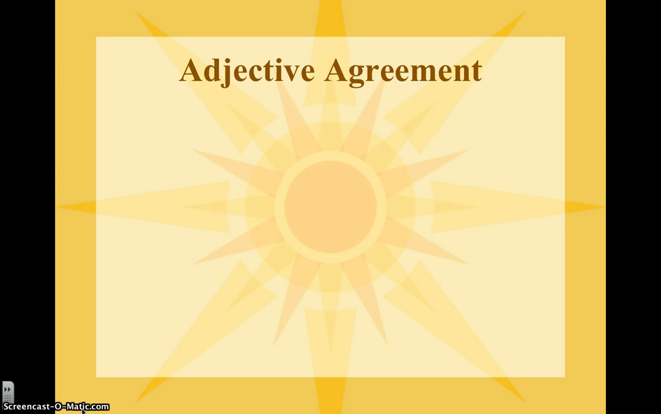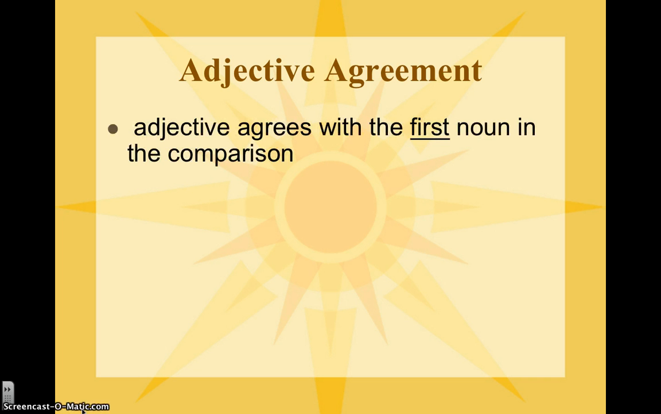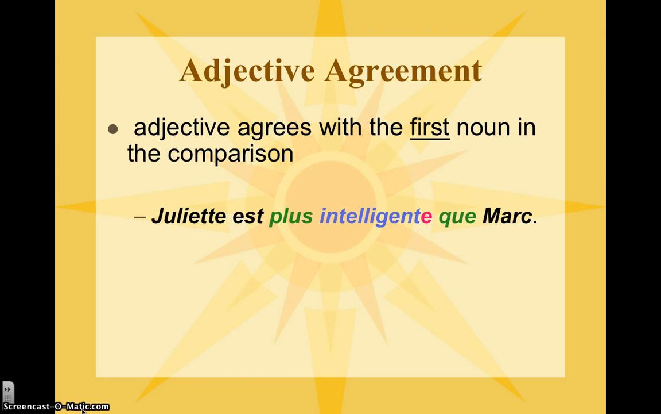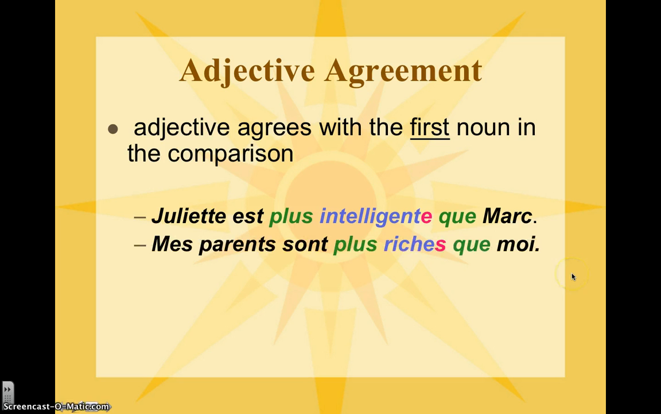Now we have to talk about adjective agreement, of course, and you always want to focus on the first noun in the comparison. So if I look at my sentence, Juliette est plus intelligente que Marc, here we are referring to Juliette, which is why this is feminine. Or in this case, mes parents sont plus riches que moi. We make riche plural because it's referring to parents, which is plural.